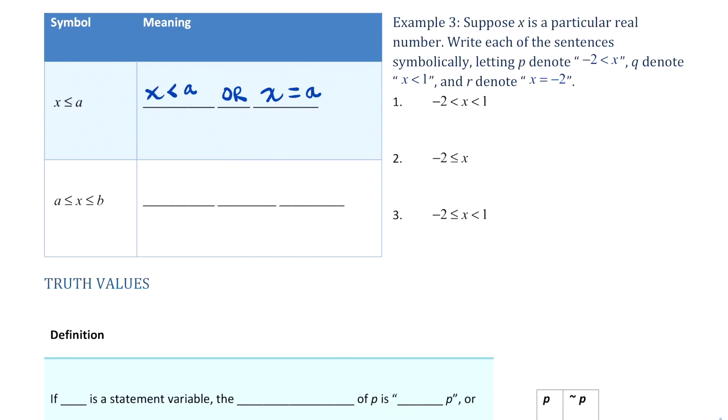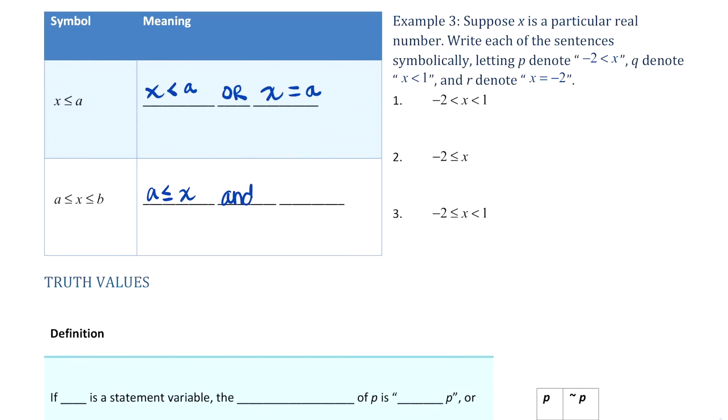And then this other statement here is basically saying that X is between A and B inclusive. So that means what? It means that A would have to be less than or equal to X, and X would have to be less than or equal to B. So suppose X is some particular real number.